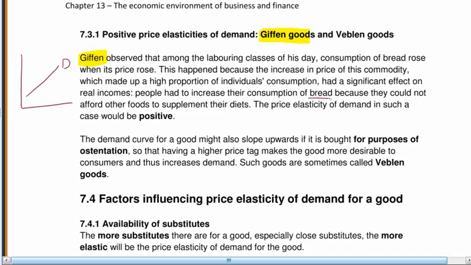Now, the other kind of good with an upward sloping demand curve are what we call goods of ostentation. So goods with some sort of snob value, where the only reason people want them is because they are expensive. So you put the price up, and lo and behold, more people want it. And the guy who observed that phenomenon was called Veblen. So we sometimes call those Veblen goods.